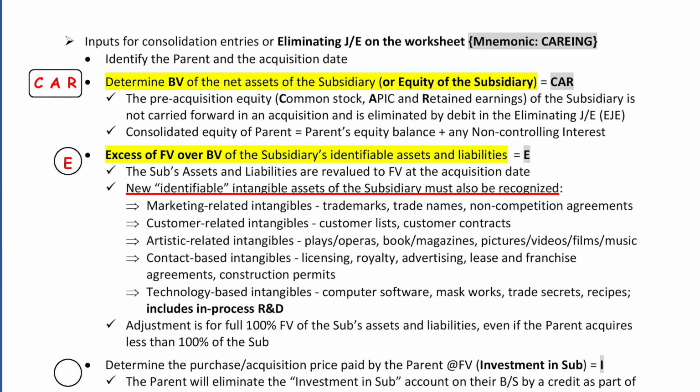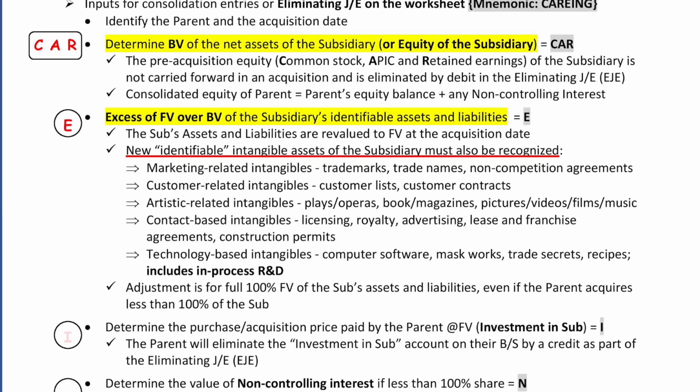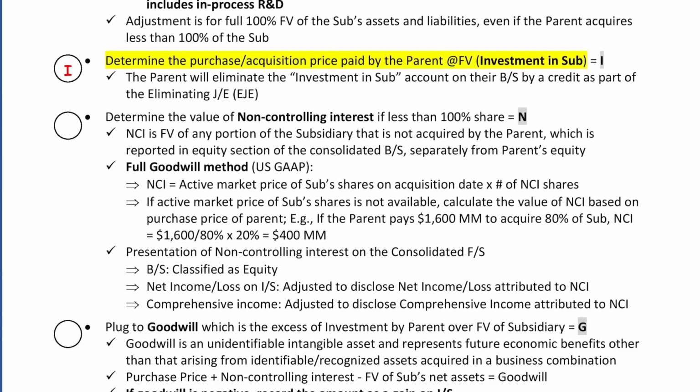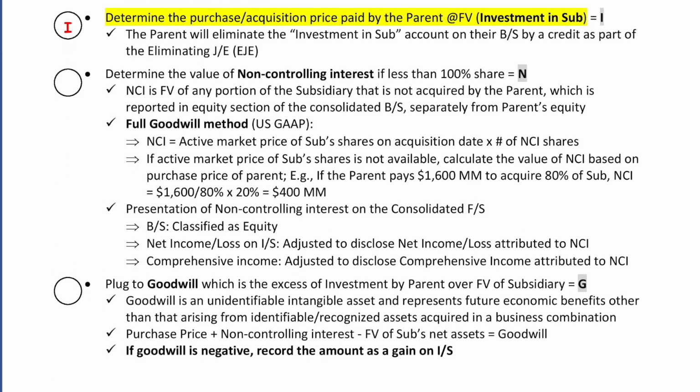Next bubble, write I and highlight determine the purchase or acquisition price paid by the parent at fair value. Basically the investment in sub of the parent. Next bubble, write N and highlight determine the value of non-controlling interest if less than 100% share. And we'll come back and look at this later.